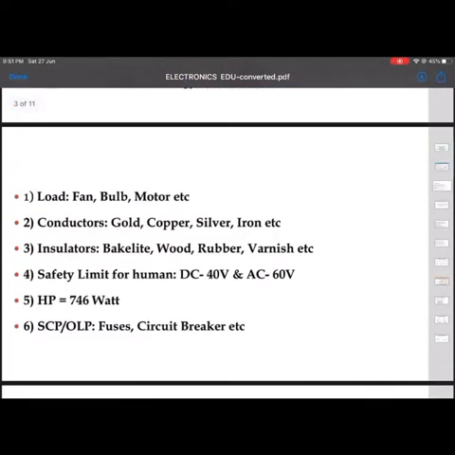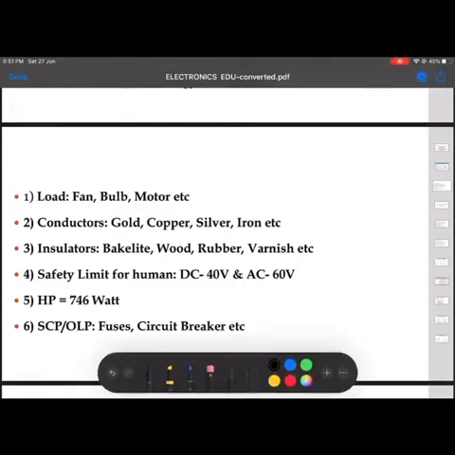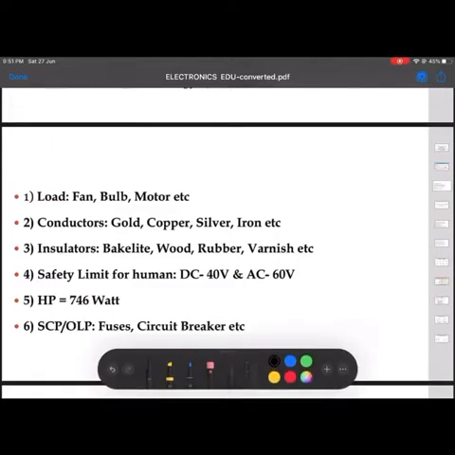Let's move ahead. When we talk about load, actually all those that consume energy or withdraw current when voltage is applied across are known as load. A few examples are fan, bulb, motor, your refrigerator, your air conditioner, your geyser, everything is a load. Let's have some good conductors here. That is your gold, your copper, your silver, your iron, and many more. One of the very nice conductors I prefer is mercury, which is actually liquid and a very good conductor as well.